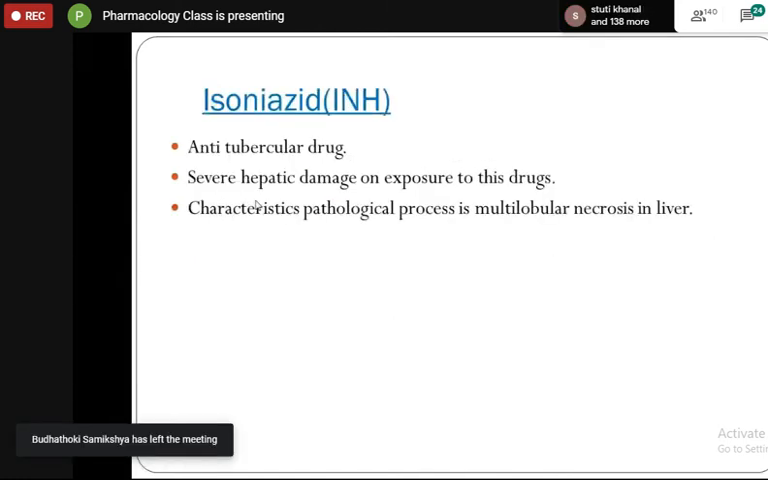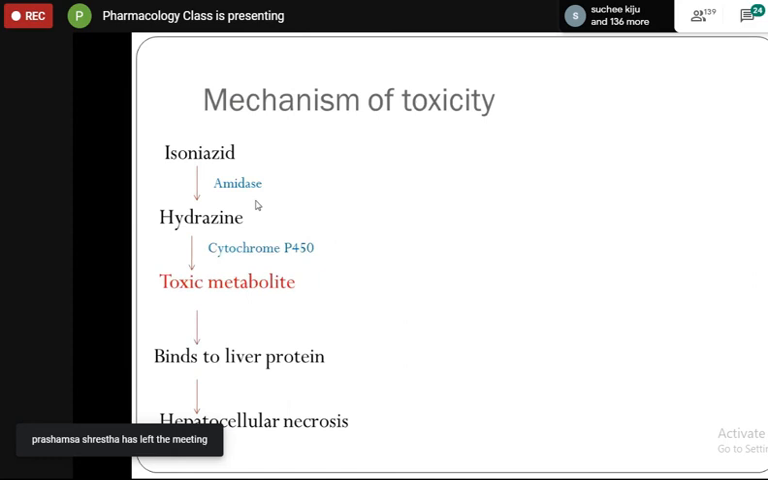Next is isoniazid, which is an anti-tubercular drug, and it also has a hepatotoxic effect. The mechanism of toxicity is that an enzyme called amidase first converts isoniazid in the liver to a compound called hydrazine, and with the set of cytochrome P450 enzymes, it is converted to the toxic metabolite.